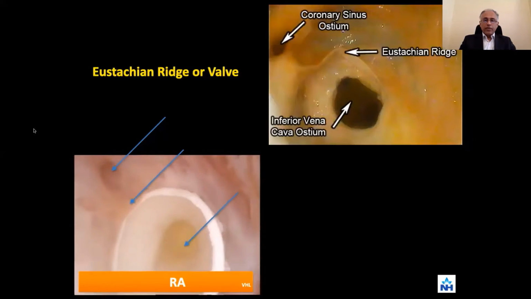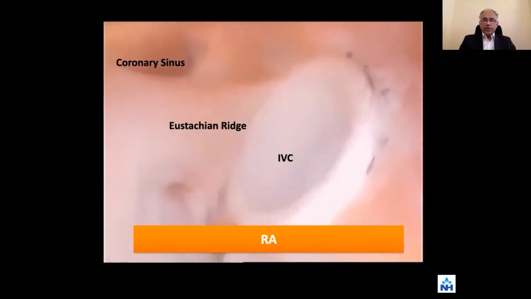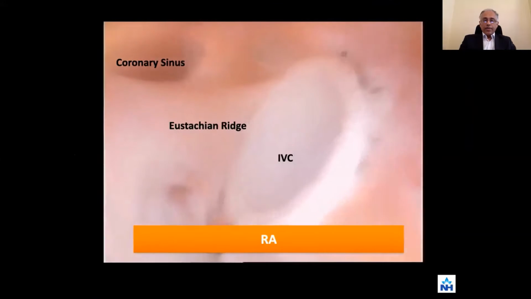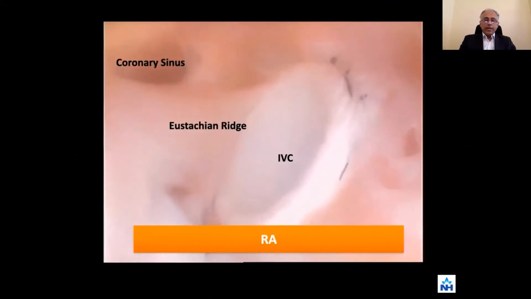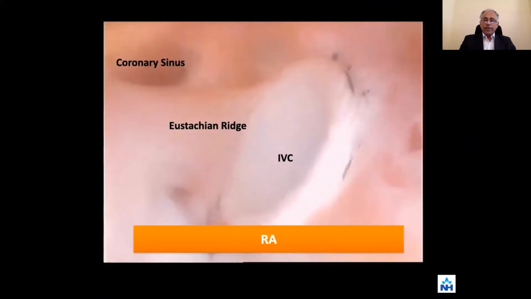So let's focus on the eustachian valve or the eustachian ridge here. The eustachian ridge is a muscular type of ridge. It is primarily a valve which was there at the fetal time, and it is supposed to regress. Again, in this image you see the coronary sinus, the intervening tissue, and that is the eustachian ridge over there. When it does not involute, it will be a very elongated structure, variable from person to person.